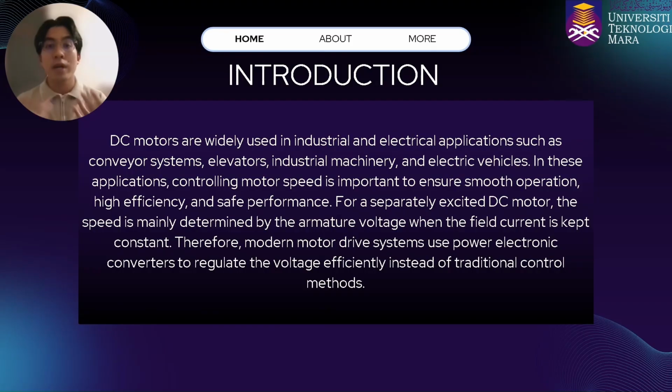DC motors are widely used in industrial and electrical applications such as conveyor systems, elevators, industrial machinery, and electric vehicles. In these applications, controlling motor speed is important to ensure smooth operation, high efficiency, and safe performance. For a separately excited DC motor, the speed is mainly determined by the armature voltage when the field current is kept constant. Therefore, modern motor drive systems use power electronic converters to regulate the voltage efficiently instead of traditional control methods.